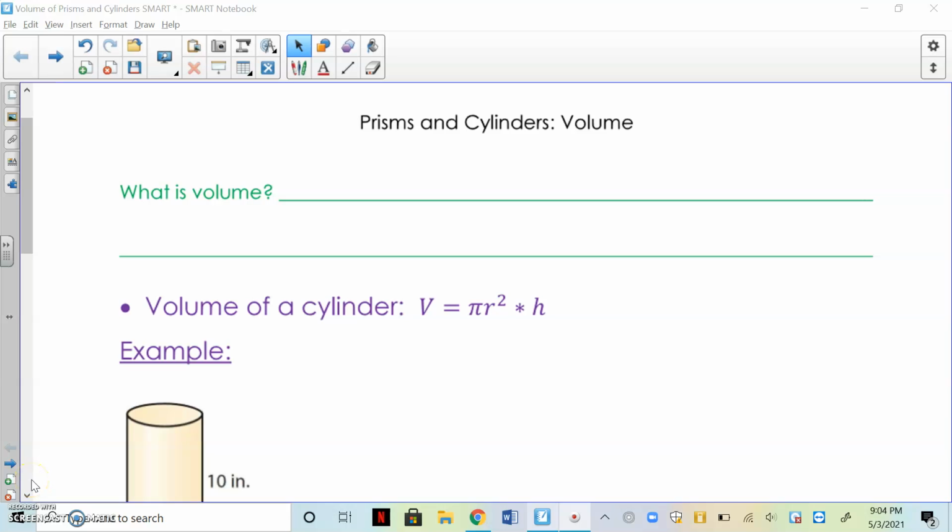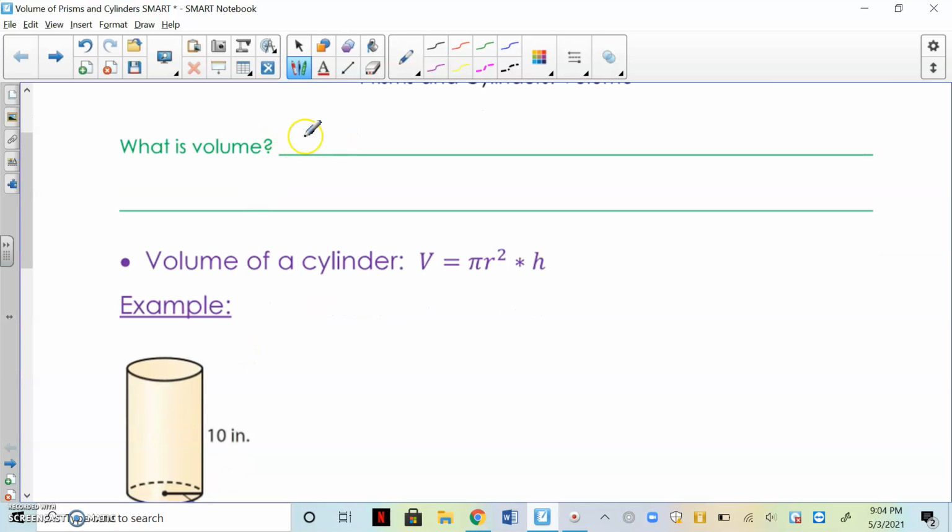Hey guys, today we'll talk about finding the volume of prisms and cylinders. We've talked about surface area for a little while now, so now we're going to switch gears to volume. So just to start, what even is the volume of a figure? Basically, that's the cubic units of space that you can fit inside of some kind of three-dimensional figure.